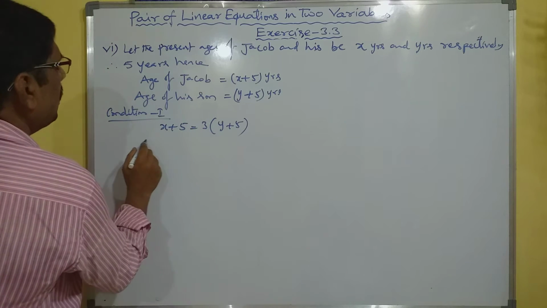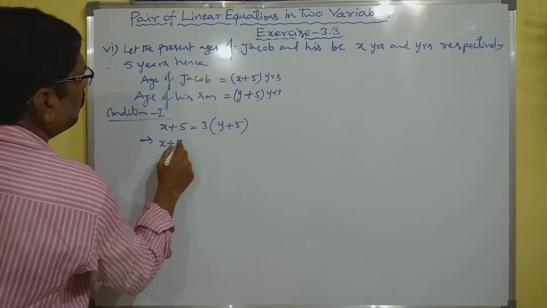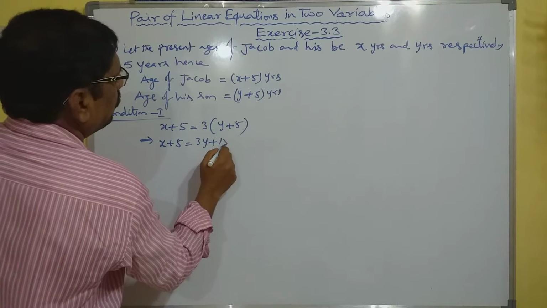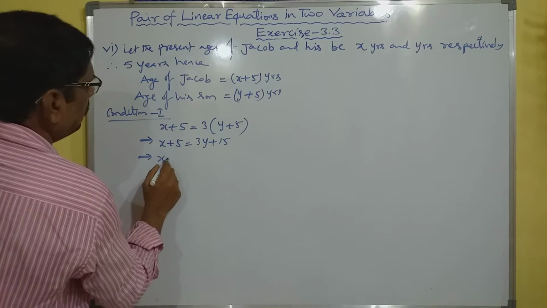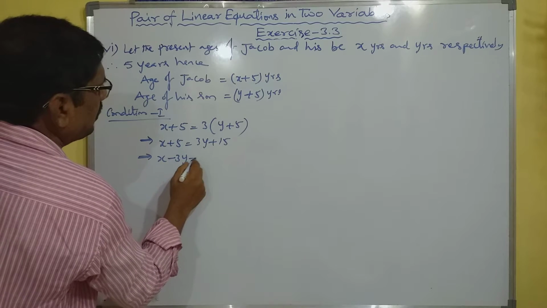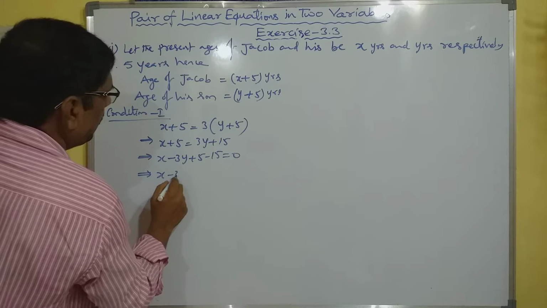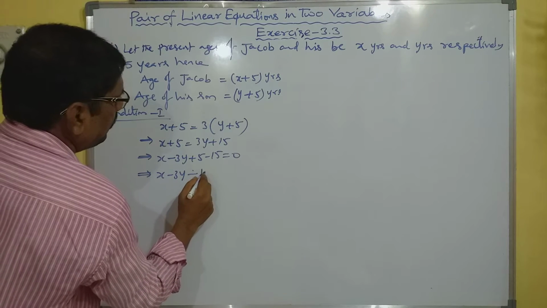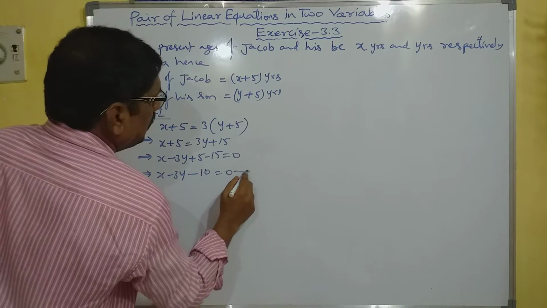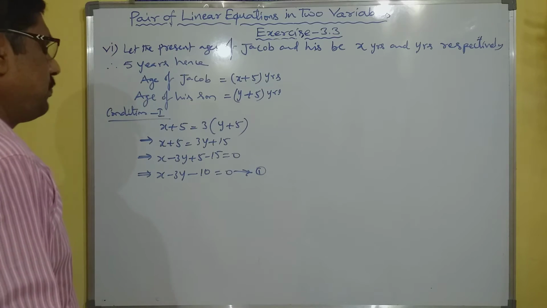Okay, now let us simplify this. x plus 5 is equal to 3y plus 3 into 5, 15. Now x, 3y, if you take to LHS, x minus 3y plus 5 minus 15 is equal to 0. We get x minus 3y minus 10 is equal to 0. This is the first equation.